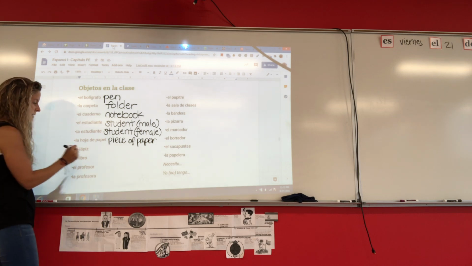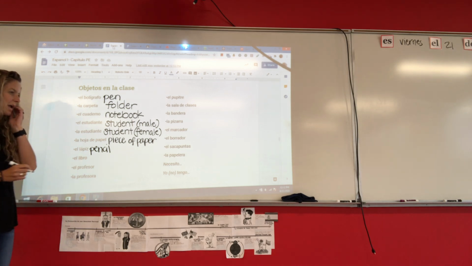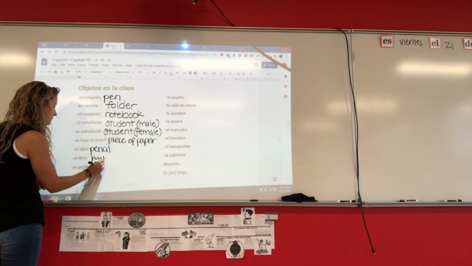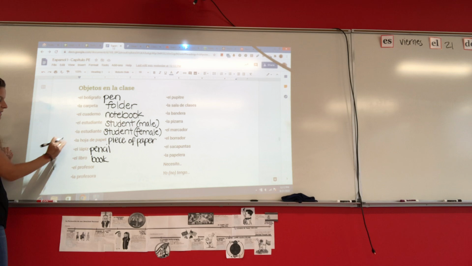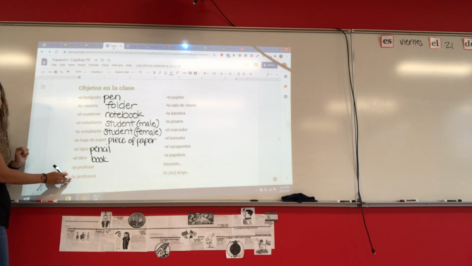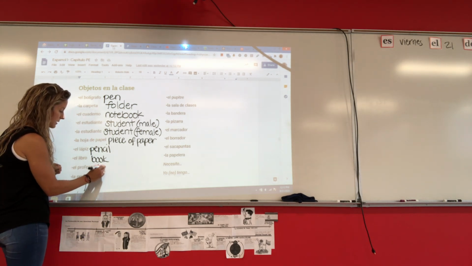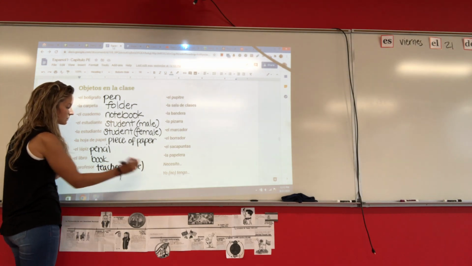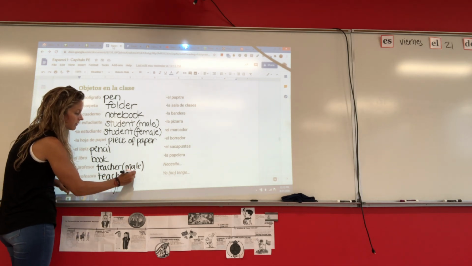El lápiz is a pencil. El libro, book. El profesor, la profesora. So kind of like what's up here, the el means the masculine, the male, and the la means the feminine, the female. So el profesor is a teacher that is male. La profesora, teacher, female.